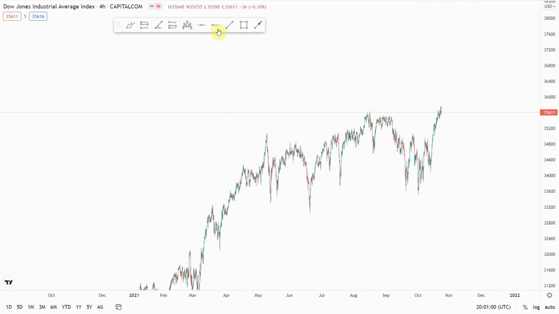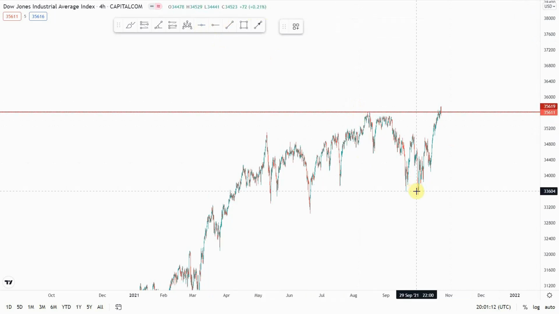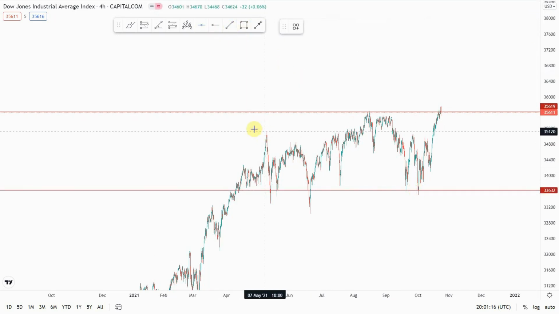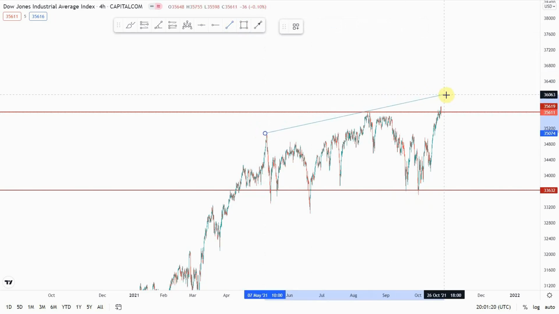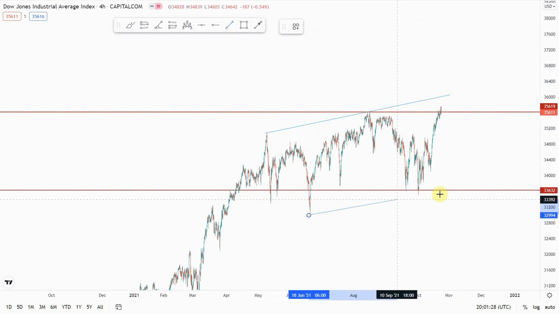So first things first, you need to identify your highest point here. So guys, before we identify our highest point here, can we just please identify our previous highest point, and then we identify our current lowest point. I'm going to tell you why I'm doing that. And then here I'm going to create my diagonal resistance. You can see that it doesn't have the third touch. It means you can be looking for bullish opportunities next week.